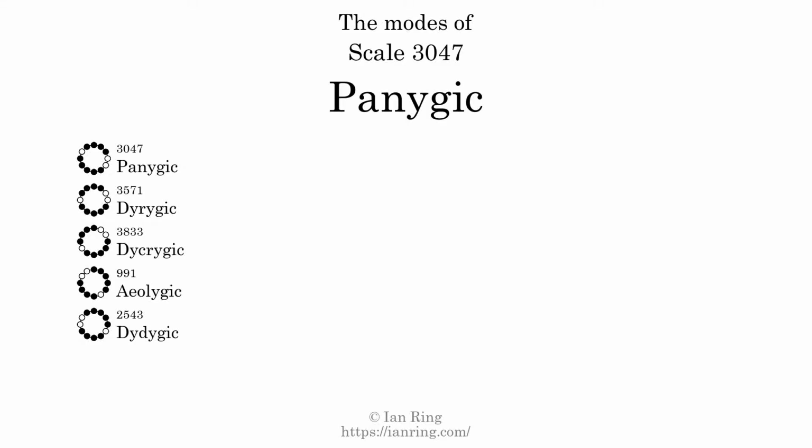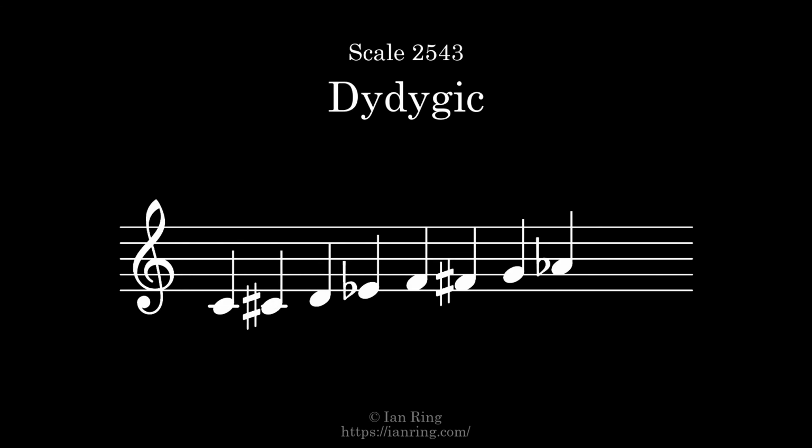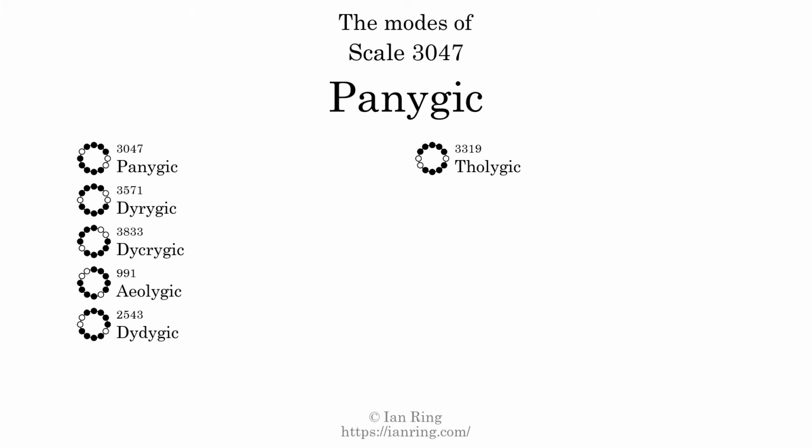The fifth mode is scale 2543, also known as Panygic. It sounds like this. The sixth mode is scale 3319, also known as Panygic. It sounds like this.